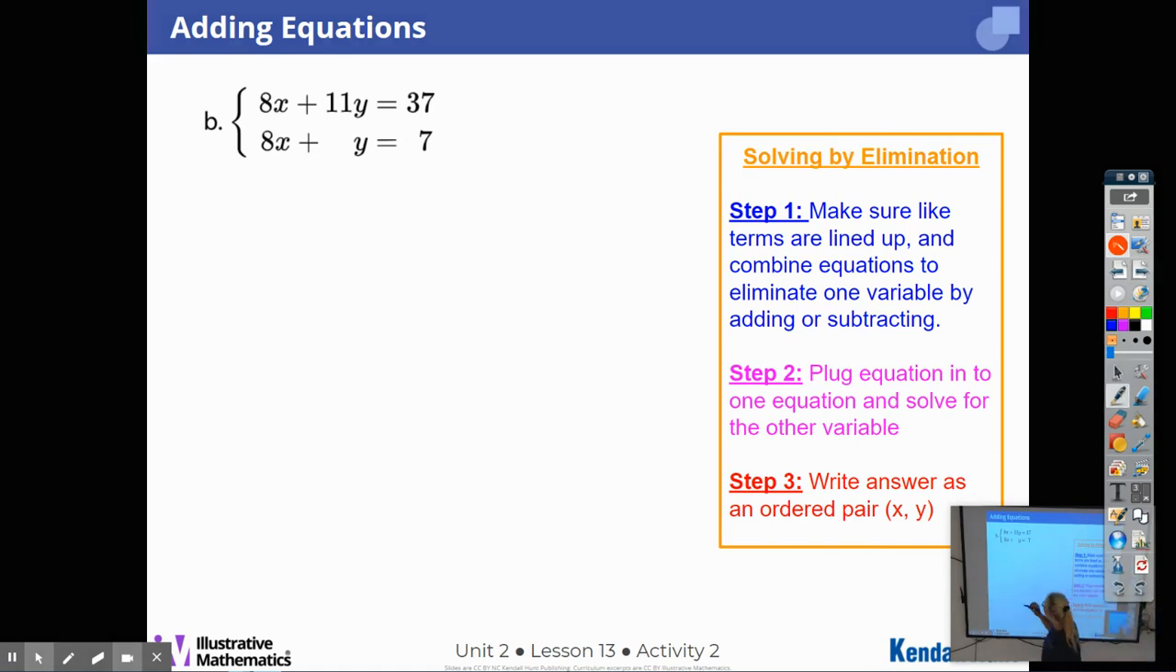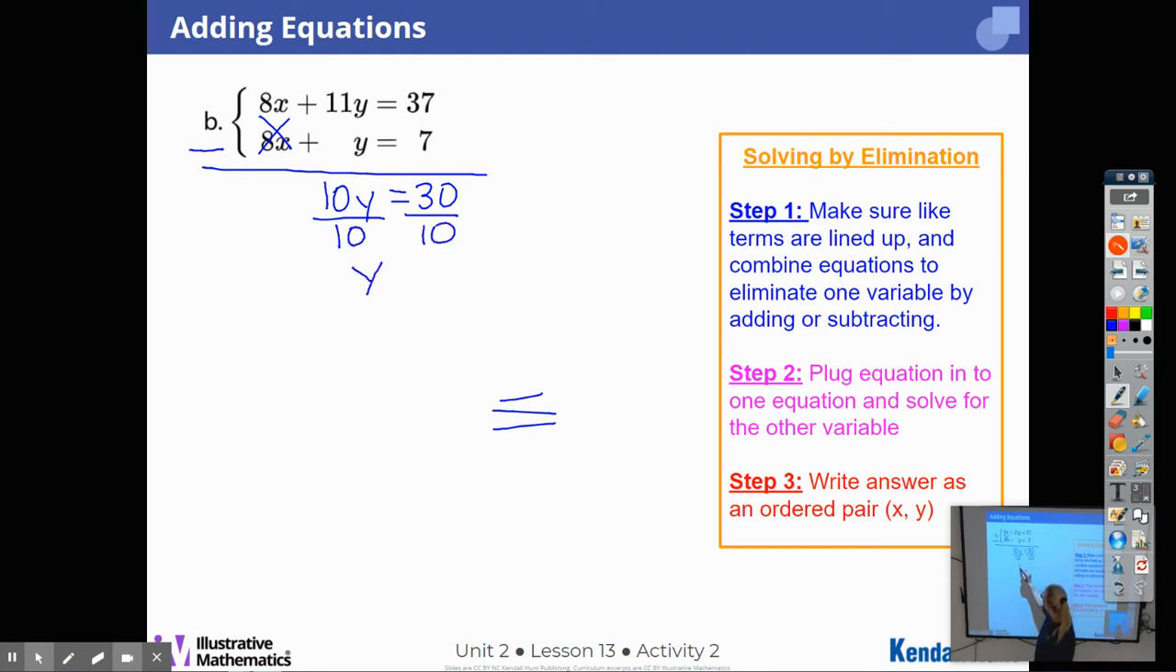All right, so for our step one here, it's a little different. If I were to add these equations, my x value has the same coefficient, but if I add them, I'm not canceling it out. I'll have 16, so that doesn't help. Since they are exactly the same, I'm going to subtract these equations. So I have 8x minus 8x, and that cancels out. And then I have 11 minus 1, gives me 10y, and 37 minus 7 is 30. So from there, I can divide both sides by 10, and y equals 3.